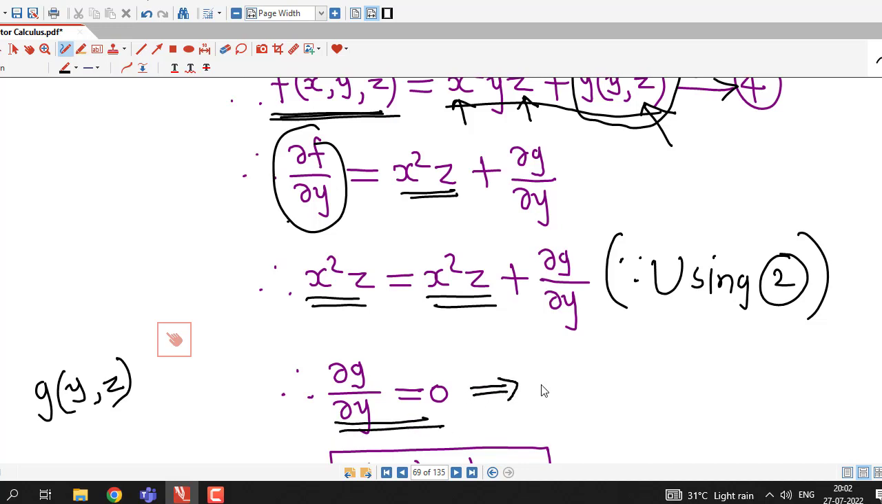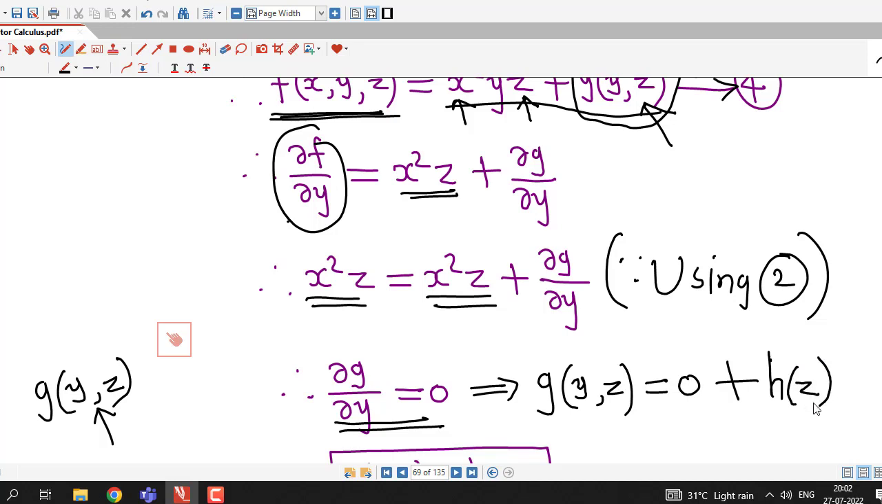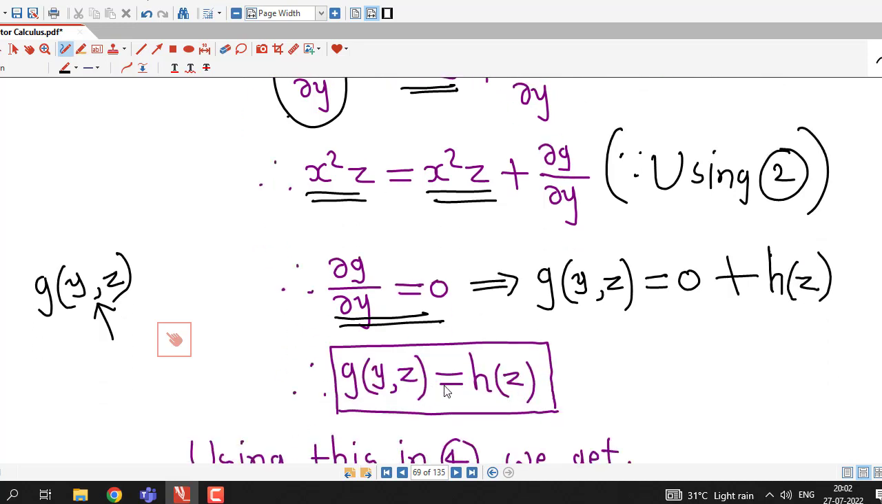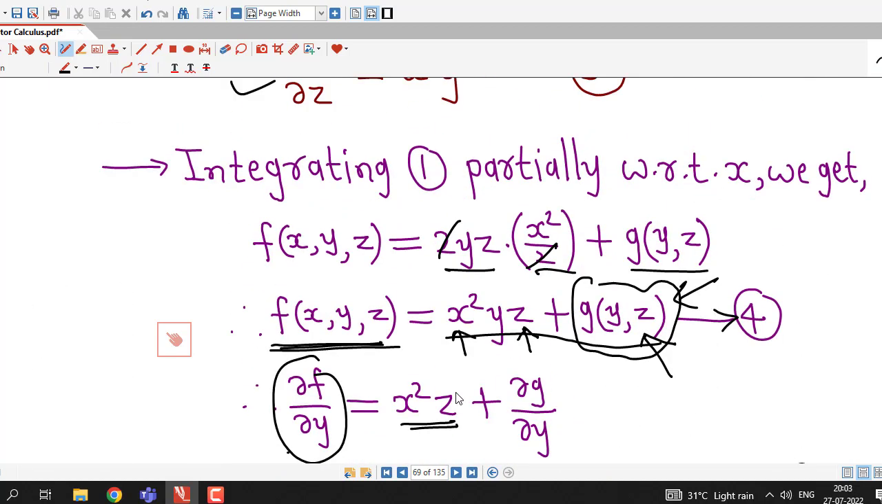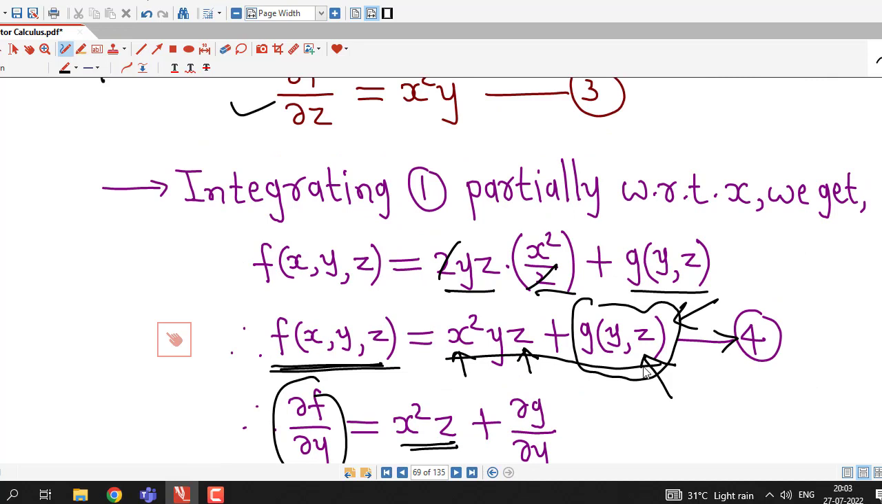So to obtain value of g, again we integrate both sides with respect to y. If we integrate both sides with respect to y, left hand side will be g of yz. Integral of 0 will be 0 plus constant of integration. Now g is function of y and z, and we are integrating with respect to y partially. So terms containing z will be considered as constants. So instead of writing plus c, we have to write some function of z. So therefore g of yz equal to h of z, and this we substitute in equation number 4.